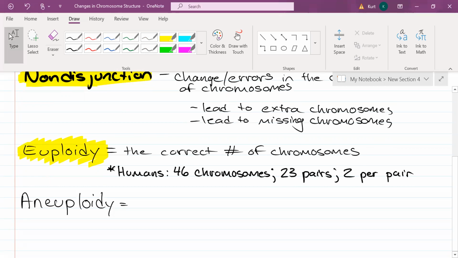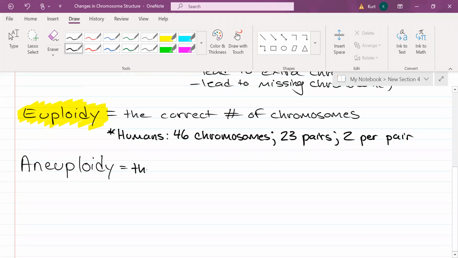Okay. Well, aneuploidy is the incorrect number of chromosomes. For instance, humans have 23 pairs. An individual with Down syndrome has 3 chromosomes in their 21st pair. My aunt has 1 chromosome in her 23rd pair. We would say that she is aneuploidic.